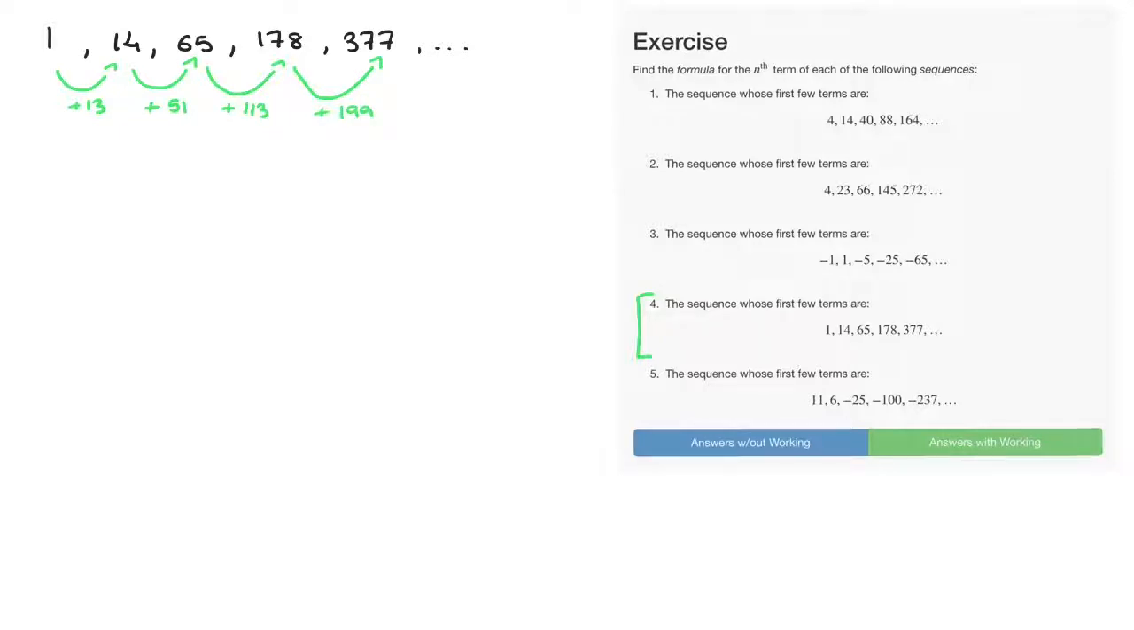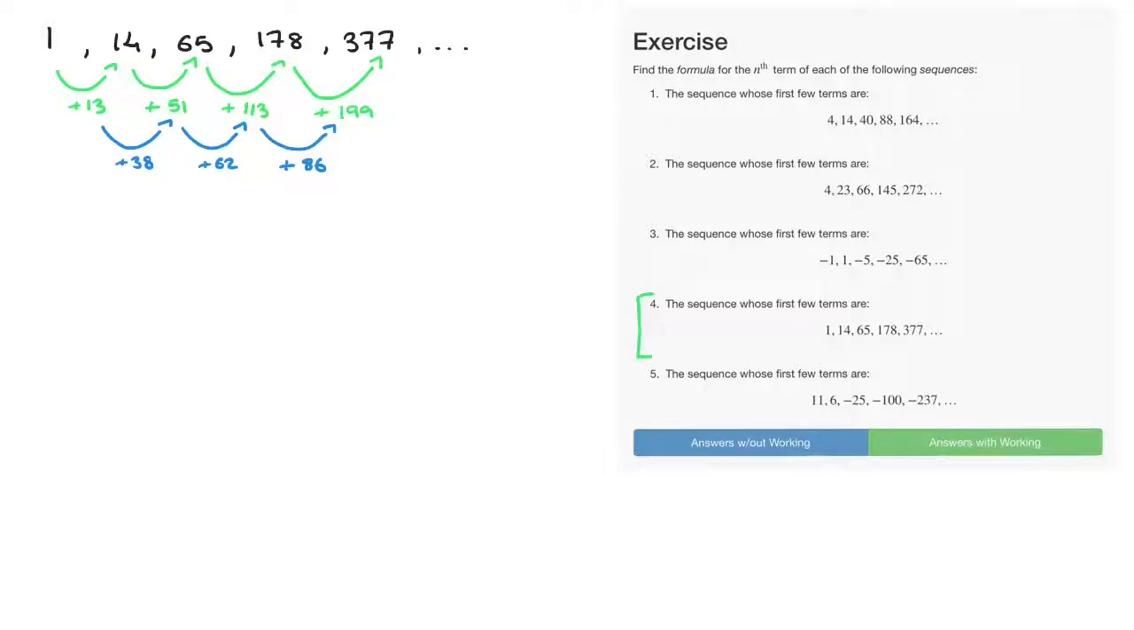So we look into the second differences. Those are, from 13 to 51, we have 38. From 51 to 113, we're adding 62. And from 113 to 199, we're adding 86. We can see here that the second differences are changing as well.